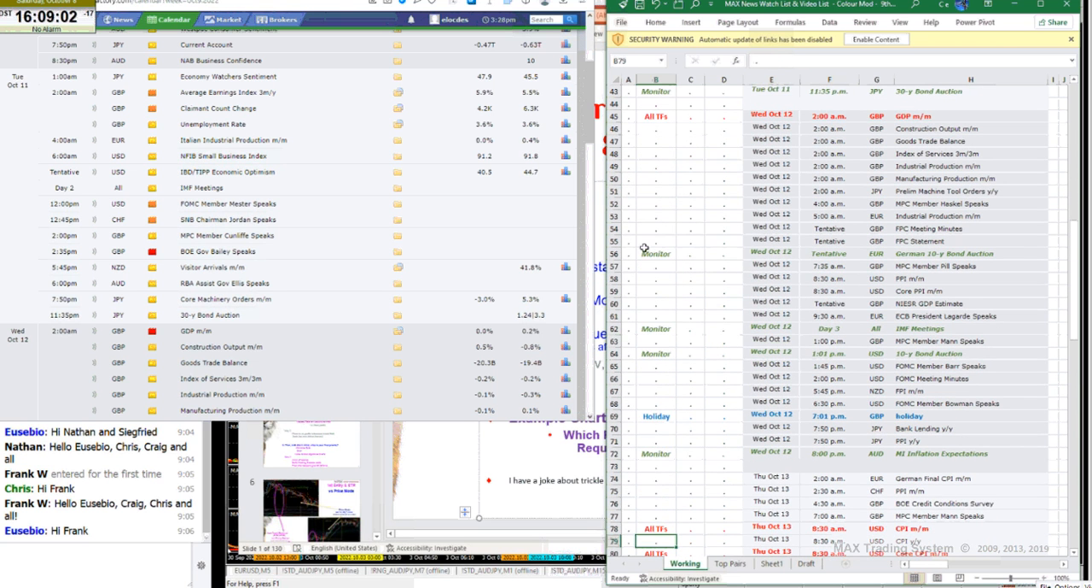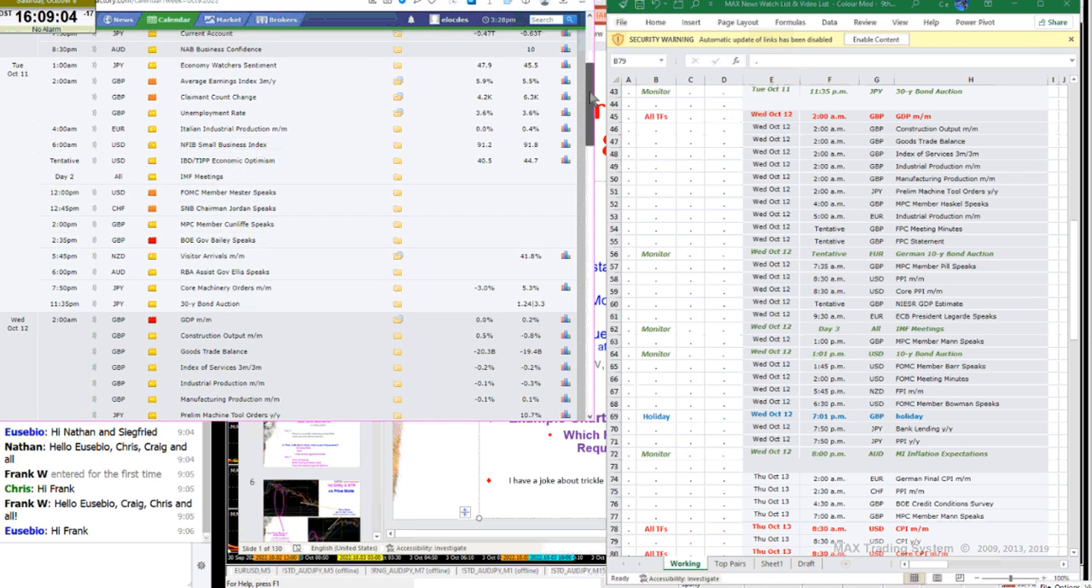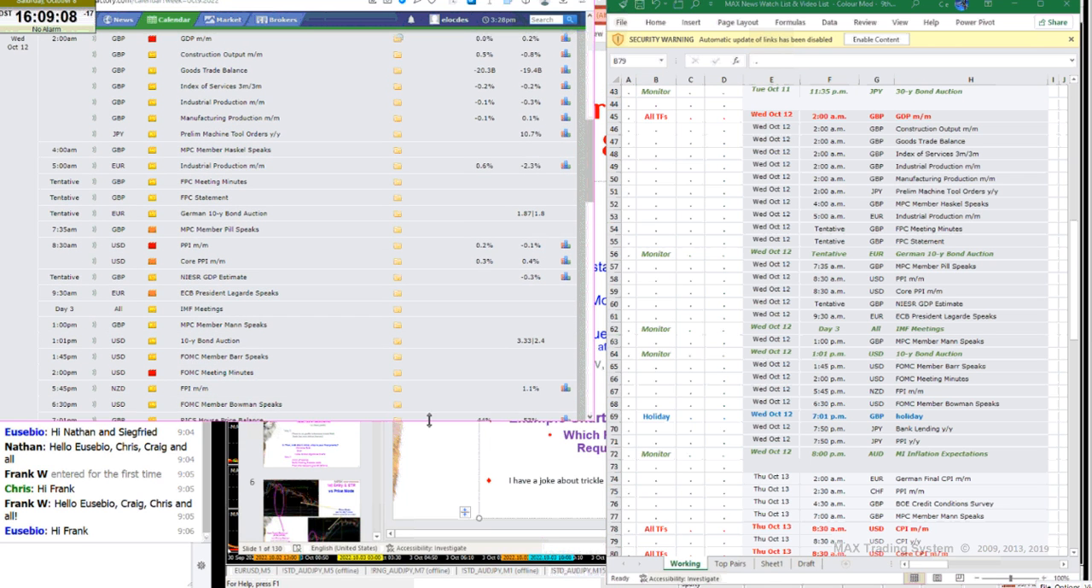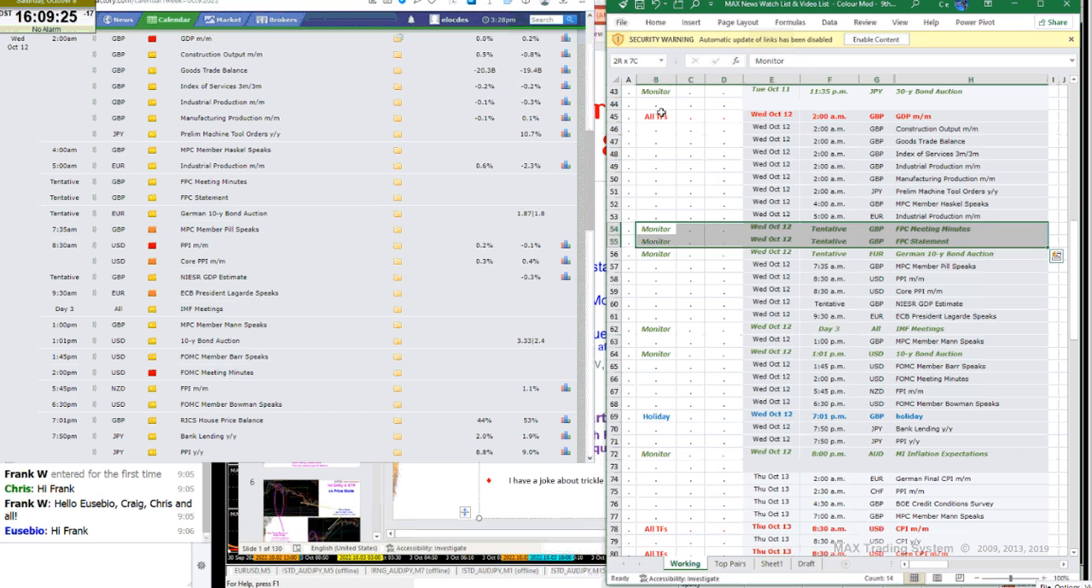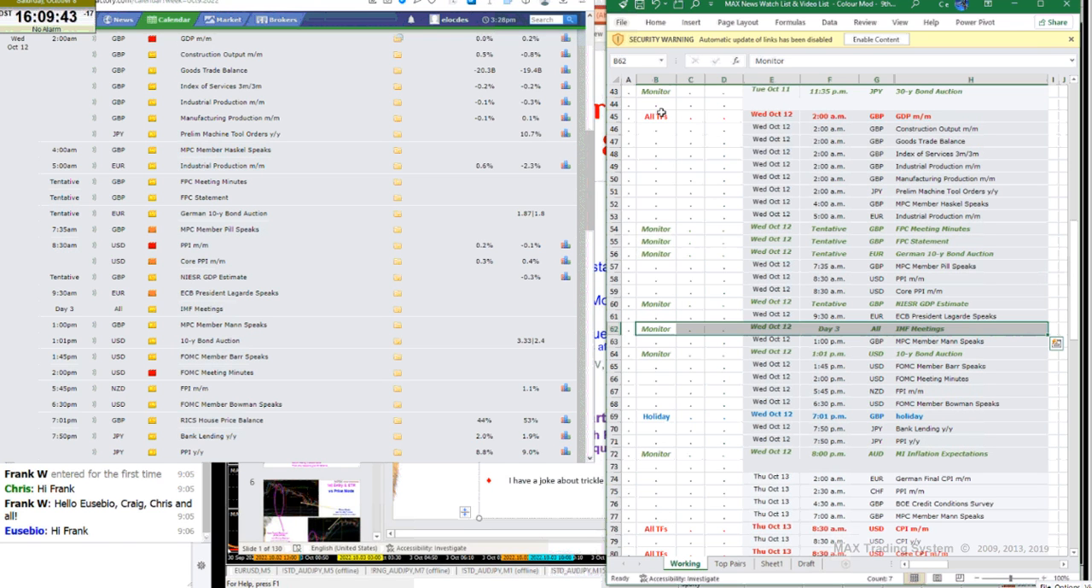Okay, on Wednesday, if you want to scroll down a bit the calendar, we have the pound GDP month-over-month all time frames. Then we will have to monitor the pound FPC meeting minutes and FPC statement. We have the Euro German 10-year bond auction to monitor. Then monitor the pound NIESR GDP estimates. Again, the IMF meetings to monitor. We can ignore Christine.